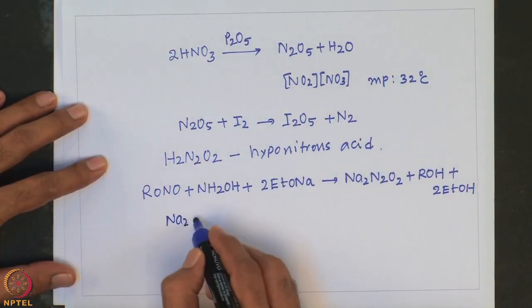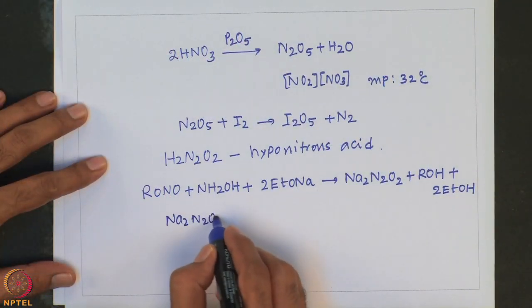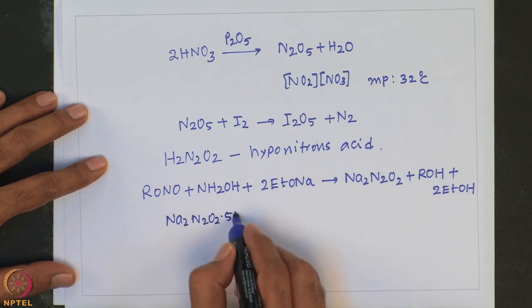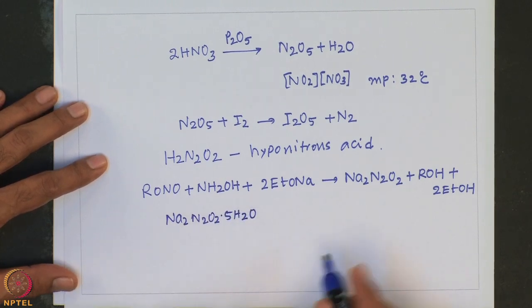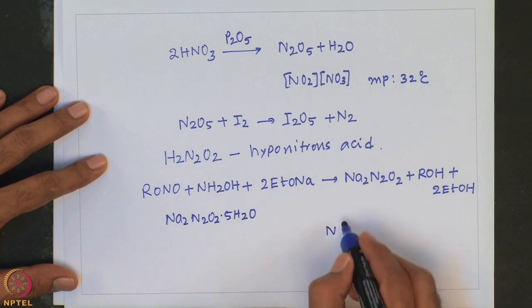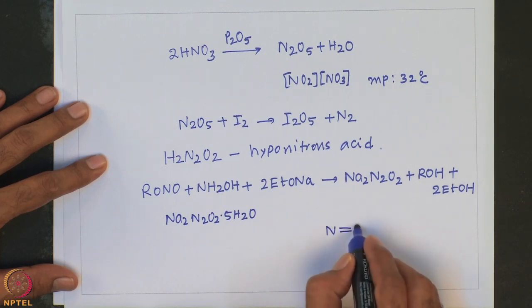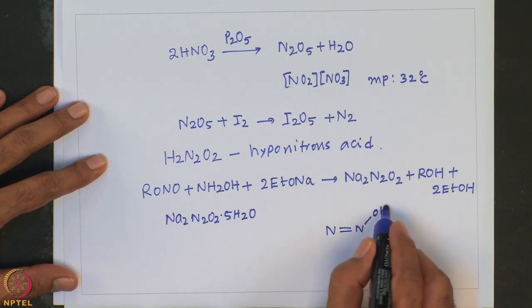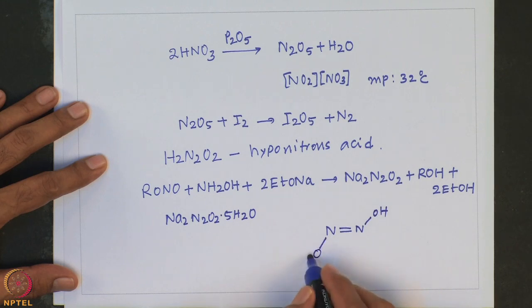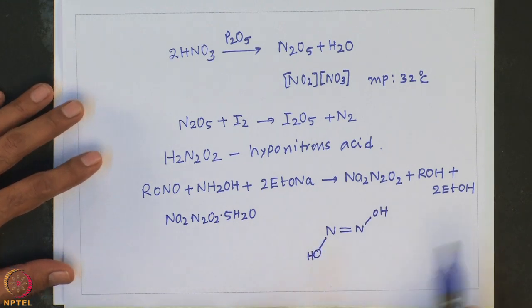The trans configuration is kinetically the more stable and has been confirmed in the solid state structure of Na2N2O2 5 hydrated. So, structure looks like this one. Okay.